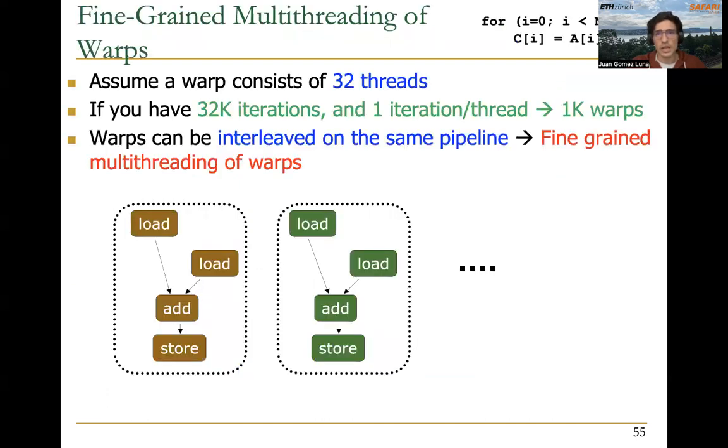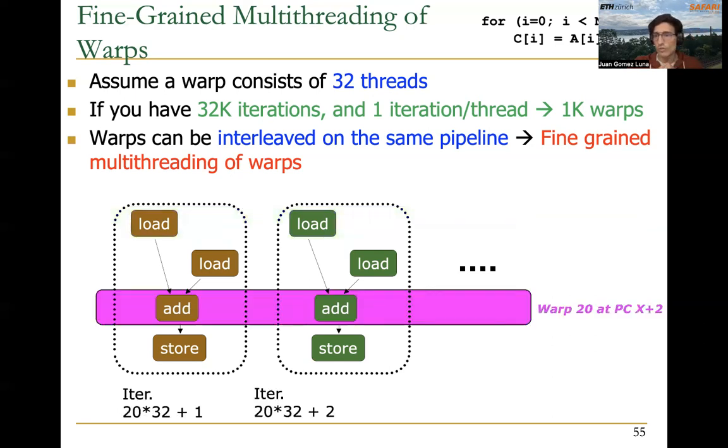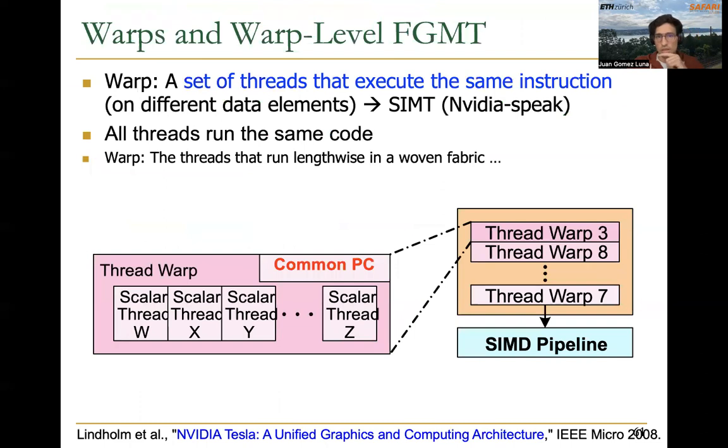So just to summarize how GPUs work, they have warps. These warps are collections of threads, all of them executing the same instruction as if they were a SIMD instruction. But another important characteristic is that the execution of warps is interleaved on the same pipeline. This is what is called fine-grained multithreading, and in GPUs we do fine-grained multithreading of warps. For example, we can first execute an instruction for warp 0, then an instruction for warp 1, then another instruction for warp 20, etc.